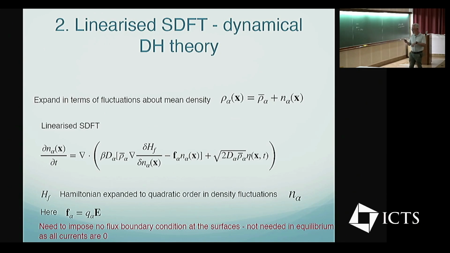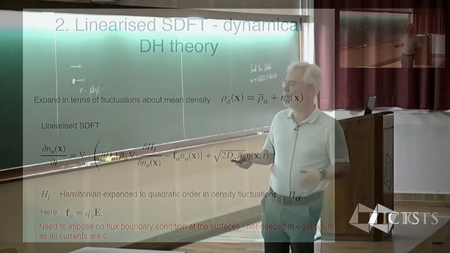The other thing which is subtle in this problem is that you need to impose no flux boundary conditions at the surfaces, because you're writing down currents, so these ions aren't allowed to go through into the dielectric. And this is not something you have to worry about in equilibrium. In equilibrium statistical mechanics, you never say there's no current at the surface, because equilibrium means there is no current. You're guaranteed it.